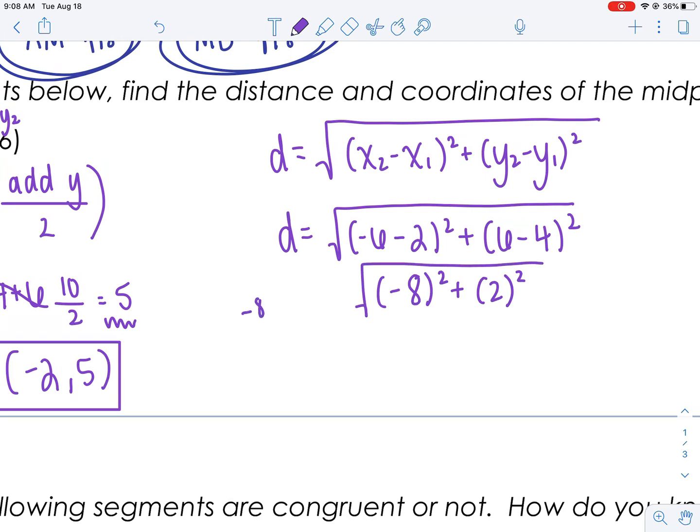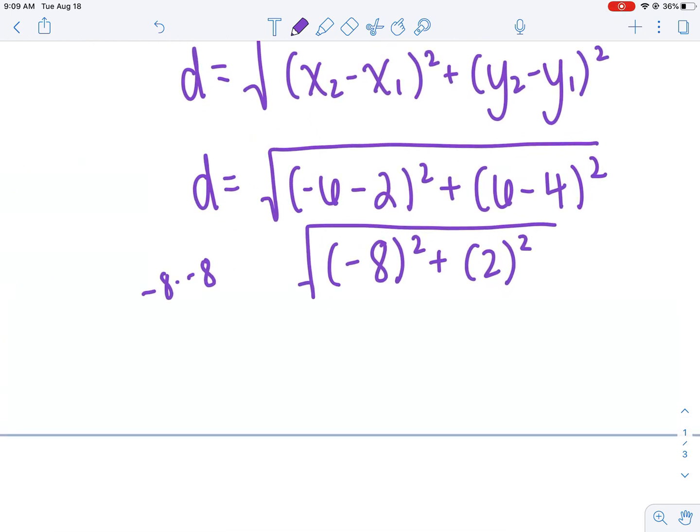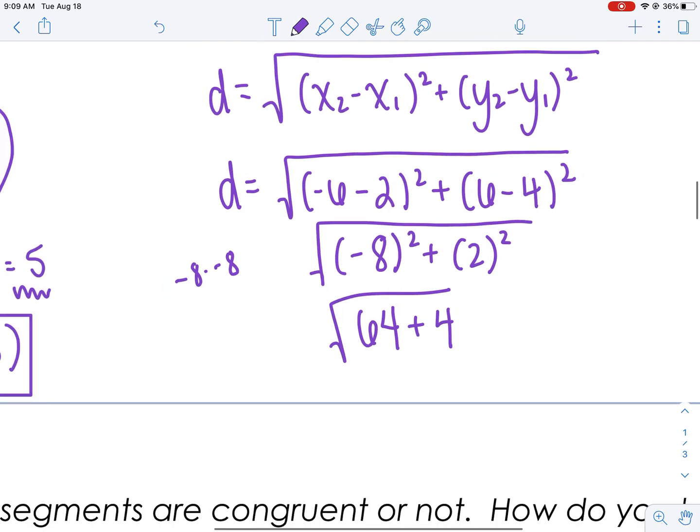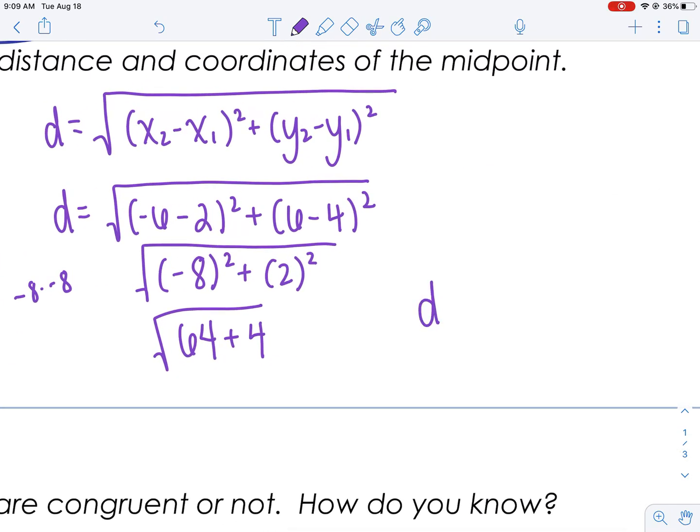Negative 8 squared is asking yourself, what's negative 8 times negative 8? A negative times a negative is a positive, so I should never have a negative number in my answer because it should always be positive. Just think, you can't have a negative length. You can't go backwards and erase those steps or erase that mileage. So negative 8 times negative 8 would be 64. So I have 64 plus 2 squared is 4. Then just ask yourself, what's 64 plus 4?